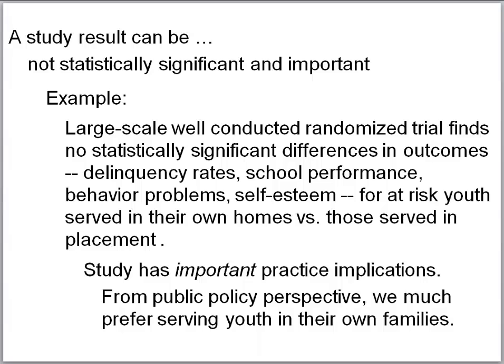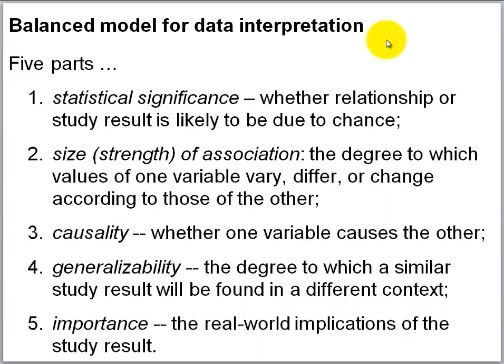In sum, it's very important that you keep statistical significance and importance as distinct concepts. The end of chapter 24 in the text builds a balanced model for data interpretation. And there are 5 key parts to this model. And the key to this model is recognizing that each of these 5 points is a separate and distinct part of data interpretation. So it's important that you don't blur these together in your own mind.